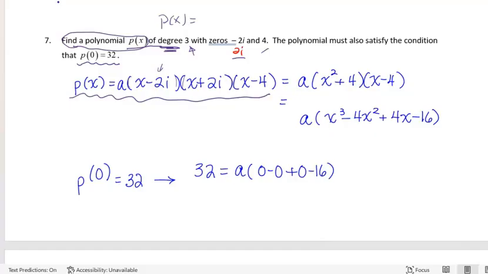So in order to find this polynomial, the only thing I need to find out is what a equals. And how do we find a using this one? Because when x equals 0, the polynomial function equals 32. Here's my polynomial function already.